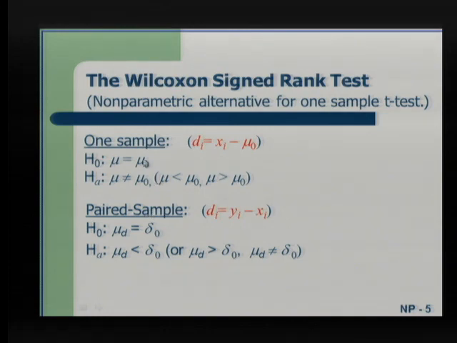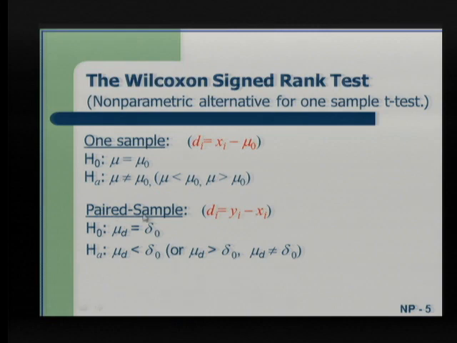When you're doing this data analysis, hypothesis testing, the first step is to prepare your data so that it fits one sample or paired sample. First, you have to calculate the so-called D_i, the difference, like what we did earlier in the paired sample t-test. If you want to apply it to a one-sample t-test, D_i will be your sample value minus the mean under the null hypothesis. So that's how you prepare your D_i.